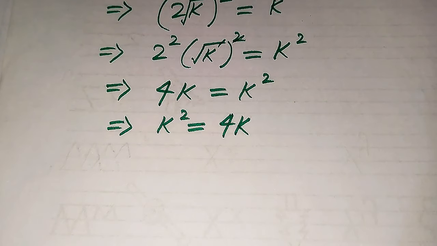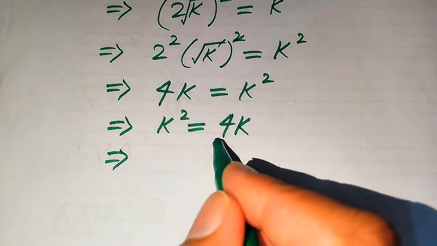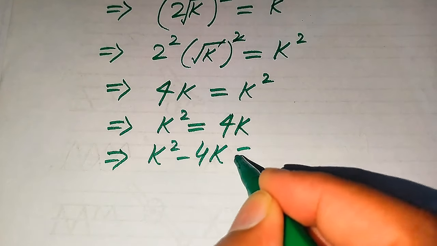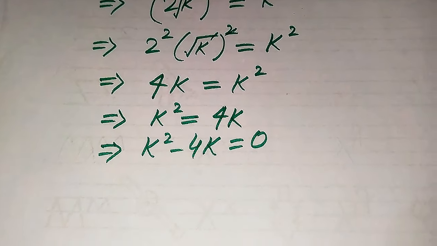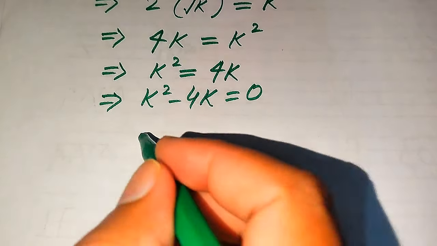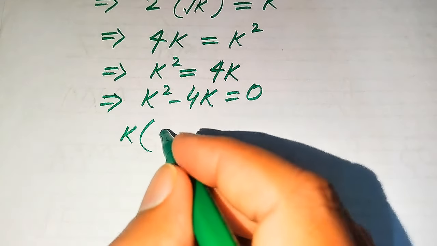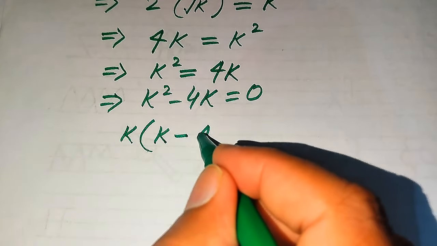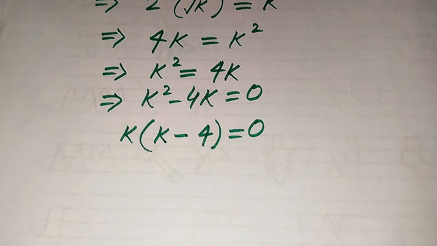And for the values of k, we move 4k to the left hand side, and this is positive. When we move it here, it becomes negative 4k, and this whole equation is equal to 0. Now you see that both of these two terms involve k, so it means that k is the common term. When we take k common, the remaining values are, from here we get k minus, from here we get 4, and this whole equation is equal to 0.